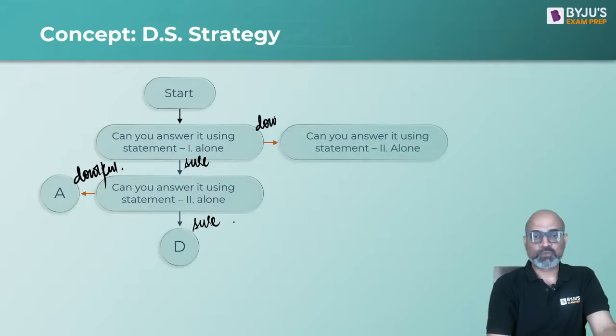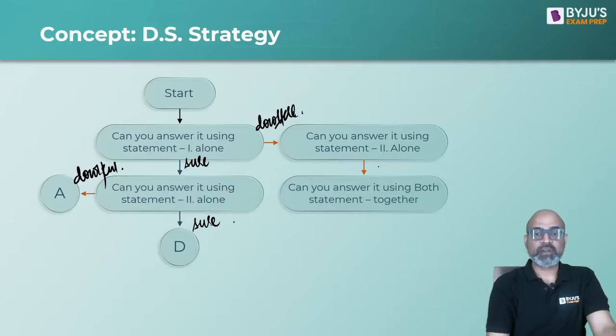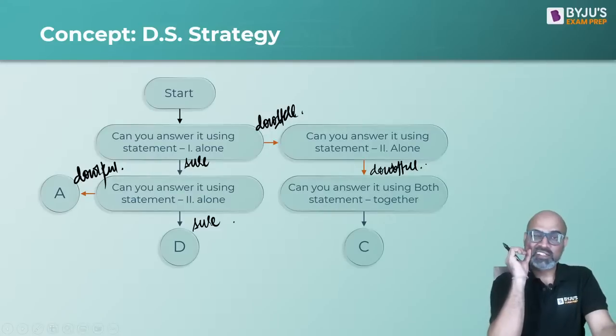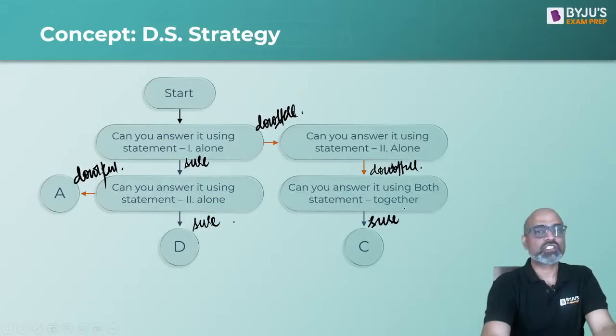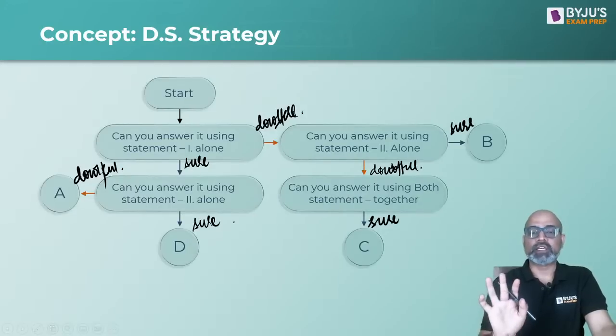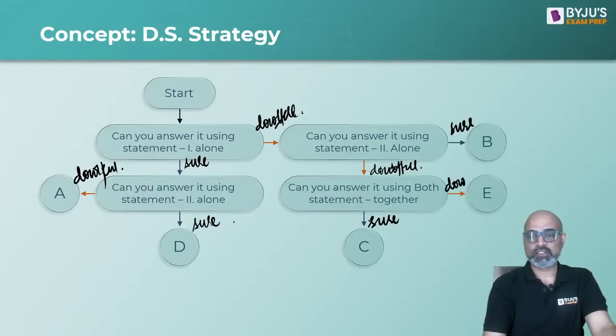Suppose you are doubtful from the first one, then you go to the second statement alone. And from the second statement, you are still doubtful. Then you mark C. When do you mark C? If you are sure, together it's sufficient. So this is just a flow chart. And if you are sure from the second statement, you mark B. So this is how you mark A, B, C, D. Or in the worst case, if you are doubtful still here, you mark E.